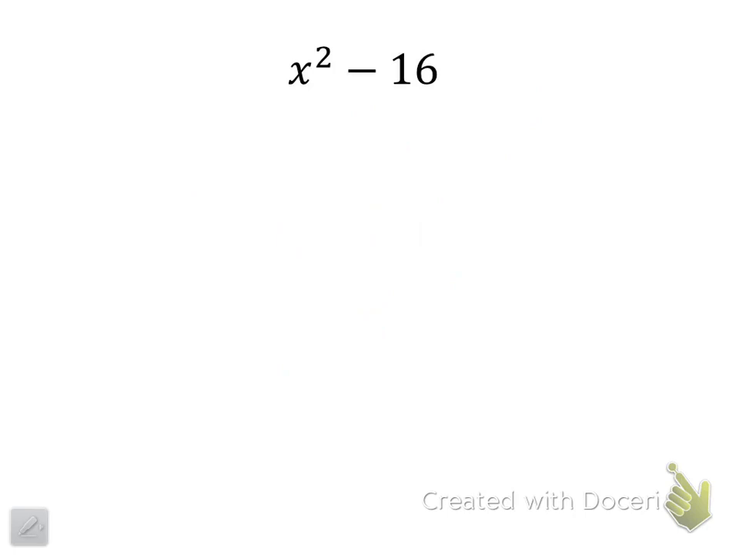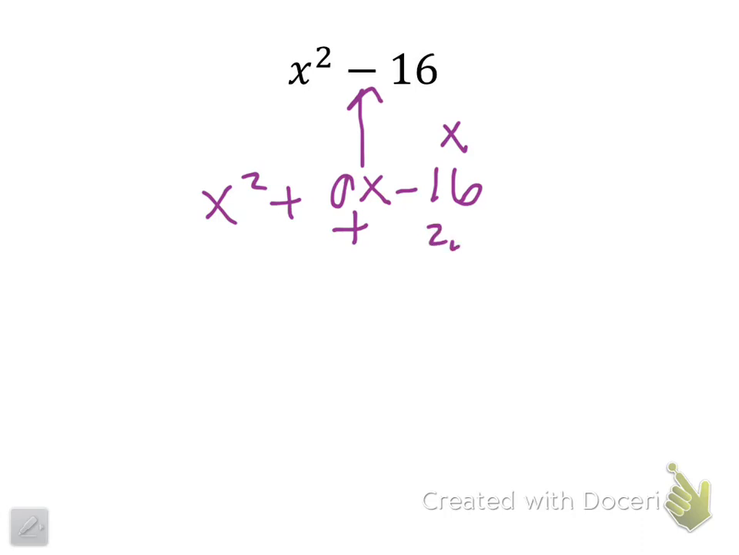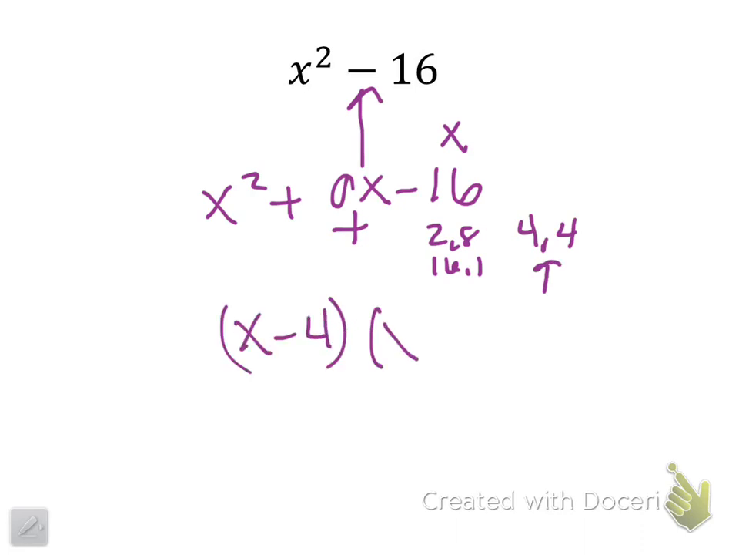Okay, so now this one, I'm going to rewrite it to make it easier to look at. So this is the same thing as 0x minus 16, because 0 times x is still 0, so it's the same thing. So what two things multiply to get me negative 16, but add to get me 0? Well, we got 2 times 8, 16 and 1, 4 and 4. Well, if I make one of these positive and one of these negative, if I add those, that should get me that 0 in the middle. So this is my answer.